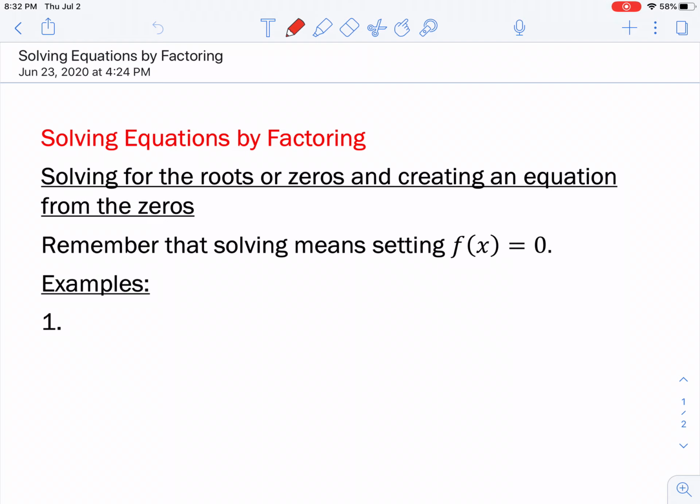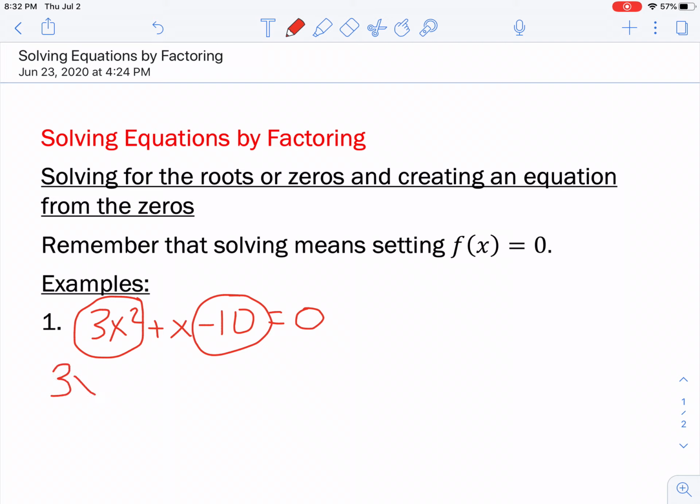If I wanted to find the zeros for something like 3x squared plus x minus 10 equals 0, you'll see that y equals 0 has already been plugged in for us into the equation, which means that we're trying to find the x-intercepts or the roots, which will be helpful when we're graphing. So looking at 3x squared and negative 10, two terms that multiply to 3x squared would be 3x and x. Two terms that multiply to negative 10 would be negative 5 and 2. And when I cross over, I end up with 6x minus 5x, which is 1x.